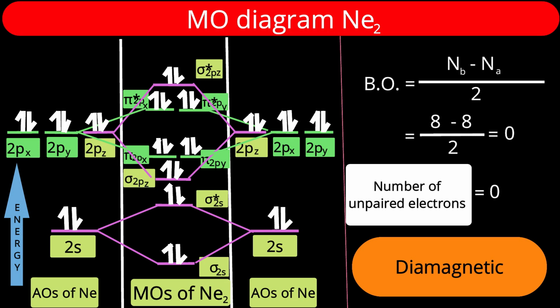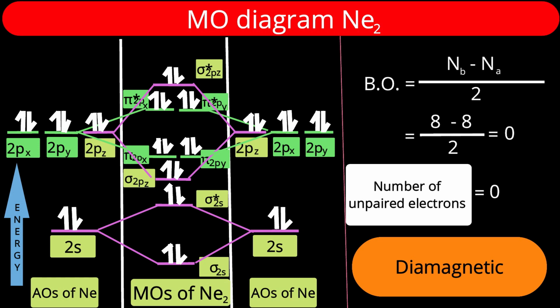14th electron will pair in pi 2py. 15th electron in higher pi star 2px orbital. 16th electron in neighboring pi star 2p orbital, which is of same energy level. Which principle? Hund's law of maximum multiplicity. 17th electron will pair in pi star 2px. 18th electron will pair in pi star 2py.